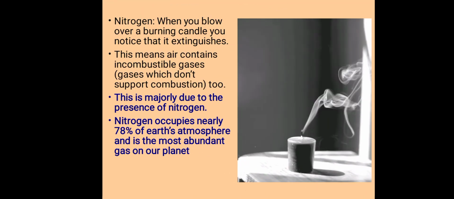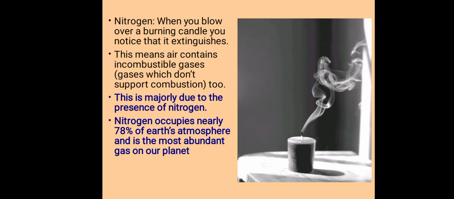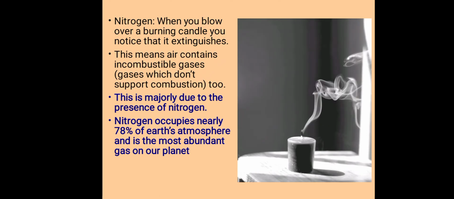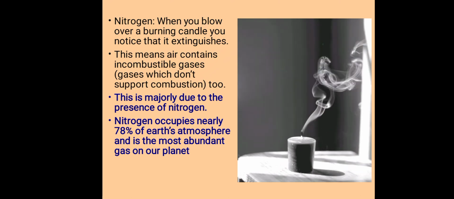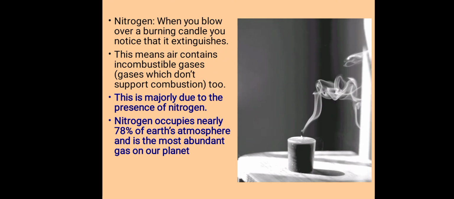Next one is the highest component, which has the maximum amount, that is 78%. So when you blow over a burning candle, you notice it extinguishes. This means air contains incombustible gas, meaning gases which do not support combustion. This is mainly due to the presence of nitrogen. Nitrogen occupies nearly 78% of Earth's atmosphere and is the most abundant gas on our planet.